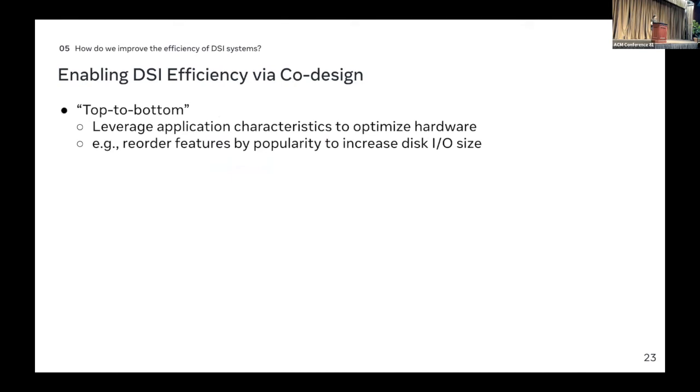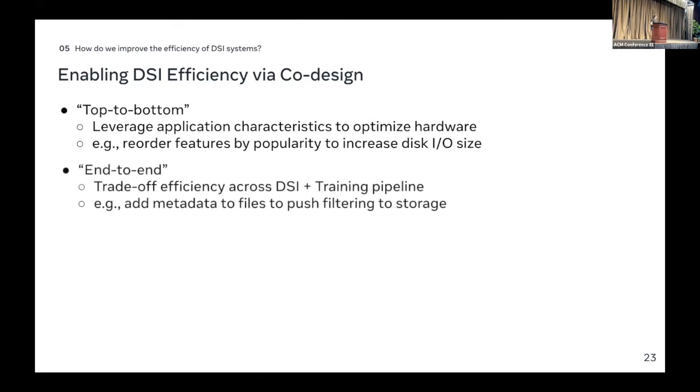So an example of this that we talk about in the paper is we leverage the fact that certain features are more popular than others, and we reorder how we write these features to group those together to increase our disk IO size, which speeds up our storage tier. The other dimension that's maybe a little bit less considered is end-to-end. So we have to really view this entire DSI plus training pipeline as an entire entity, right? And be able to trade off efficiency and optimizations across this pipeline.